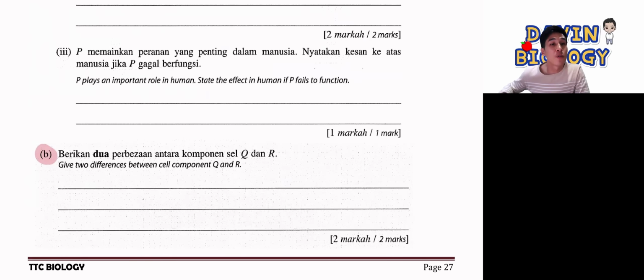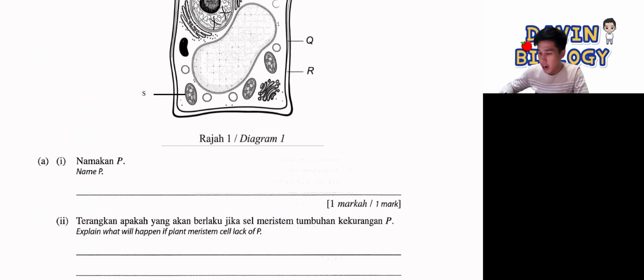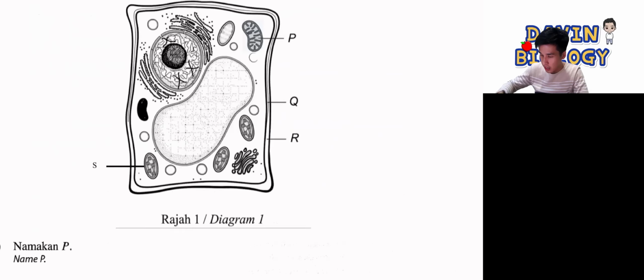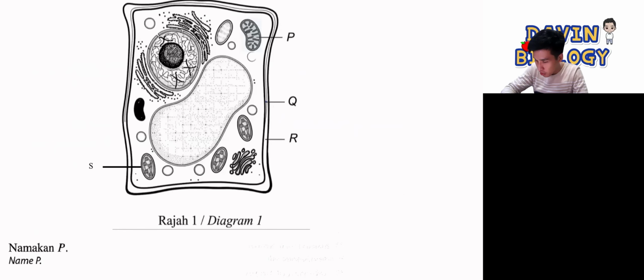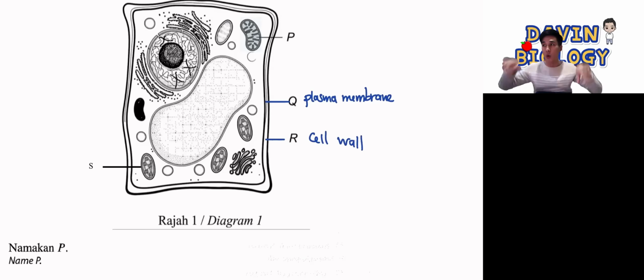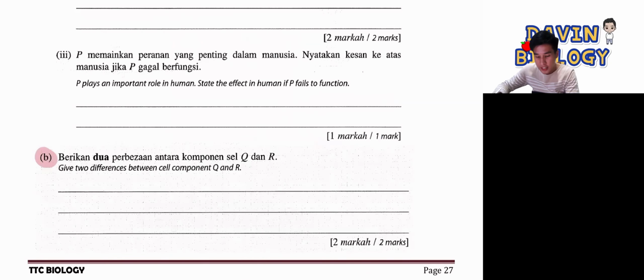Now, anyways, give two differences between cell component Q and R. Okay, so Q and R. Q is actually pointing at the plasma membrane. And this is the cell wall. So you all know, right? Plant cell got cell wall, then got the membrane, but the membrane, we will write it as plasma membrane, no longer cell membrane. What difference?